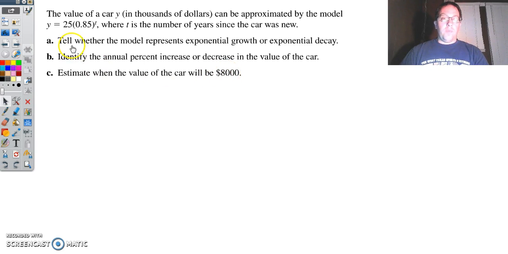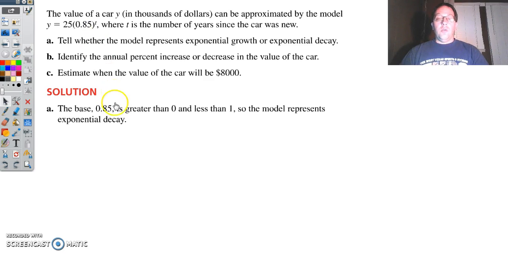Right? So part A, is this going to be exponential growth or exponential decay? For that, we look at the base of the exponent, which in this case is 0.85. Right? Well, that is less than 1, so we're going to have exponential decay, because it's between 0 and 1. So identify the percent increase or decrease. In this case, it'll be decrease since it's decay.